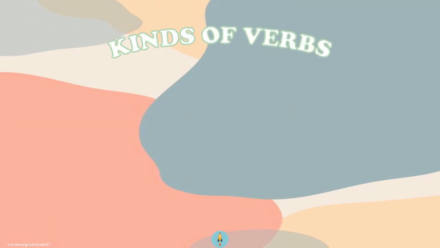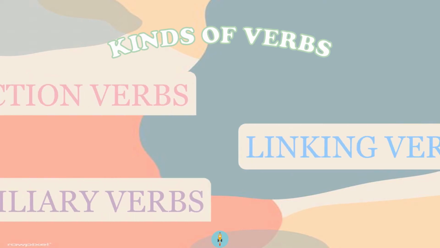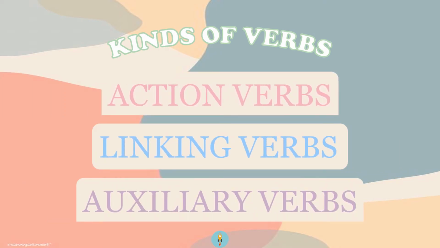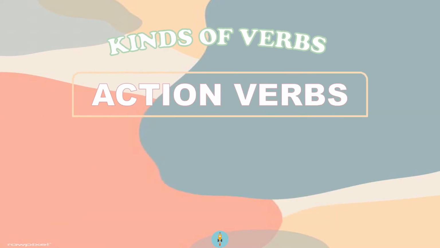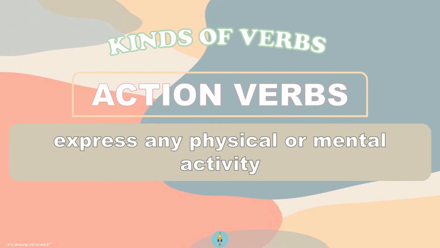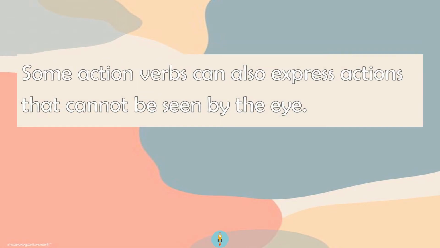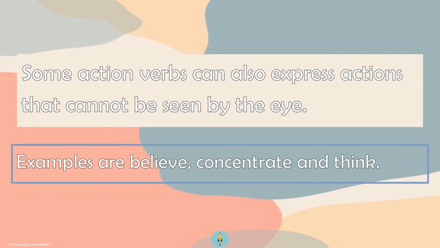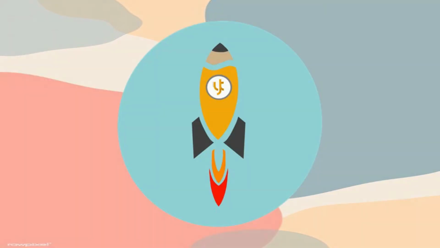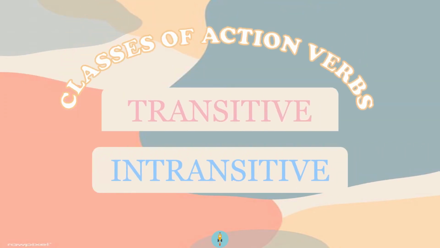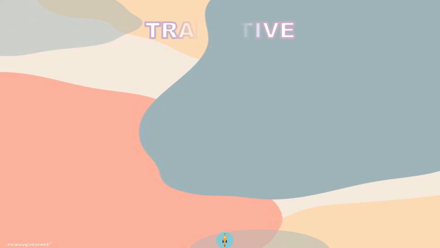There are also different kinds of verbs. These are action verbs, linking verbs, and auxiliary verbs. Action verbs express any physical or mental activity. Some action verbs can also express actions that cannot be seen by the eye. There are two classes of action verbs. It can either be transitive or intransitive.